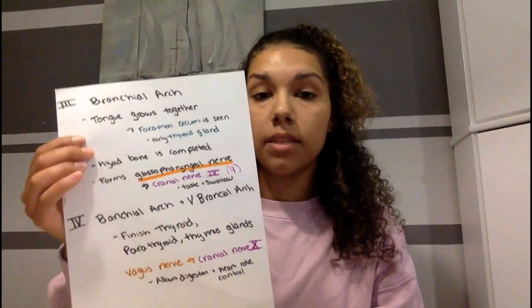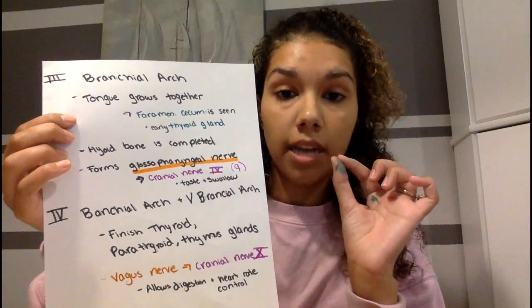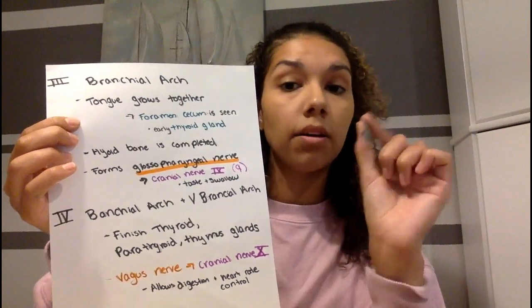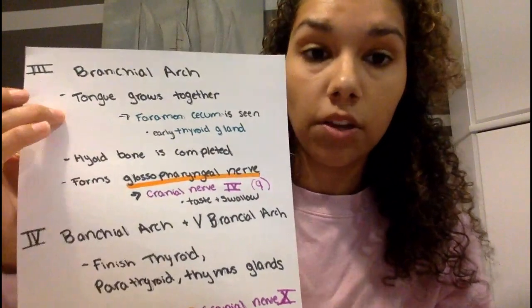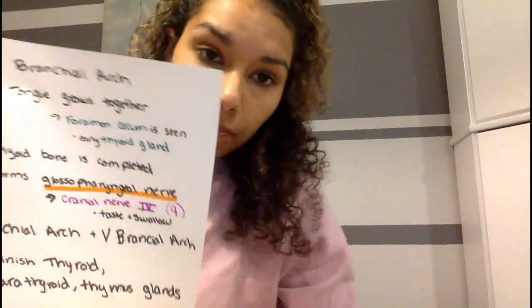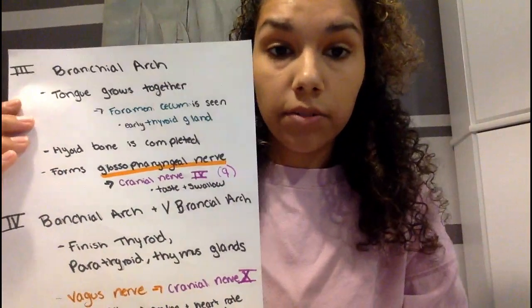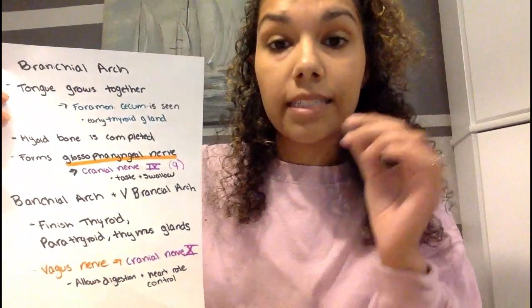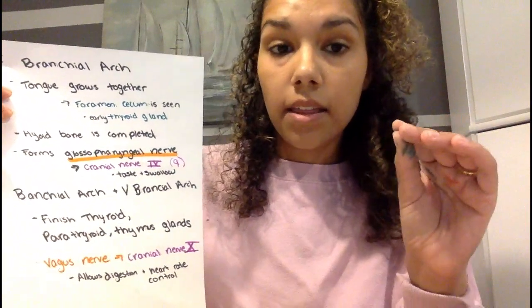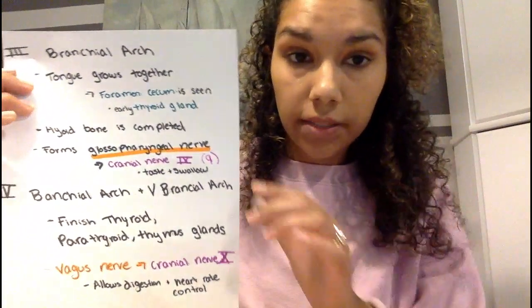And then we get our third branchial arch, and that forms as the tongue begins to fuse together, because we already had the anterior part of the tongue and the posterior part of the tongue, so they have to meet. So that happens when the third branchial arch appears. And so the tongue grows together, and as that grows together, you get the foramen cecum. You can just see it, and that is the future thyroid gland.